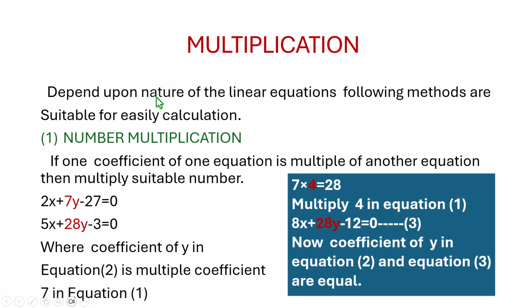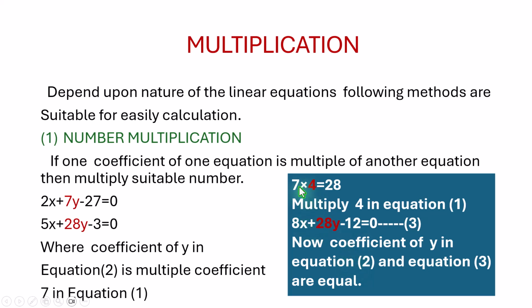First, multiplication. Depending upon the nature of the linear equations, the following methods are suitable for easy calculation. First, number multiplication. If one coefficient of one equation is a multiple of the other equation's coefficient, then multiply by a suitable number. Here are two equations: 2x plus 7y minus 27 is equal to 0, and 5x plus 28y minus 3 is equal to 0. Here see, 28 is a multiple of 7. So in the first equation this 7 can be changed into 28. We multiply by 4, since the coefficient of y in equation 2 is a multiple of the coefficient 7 in equation 1.